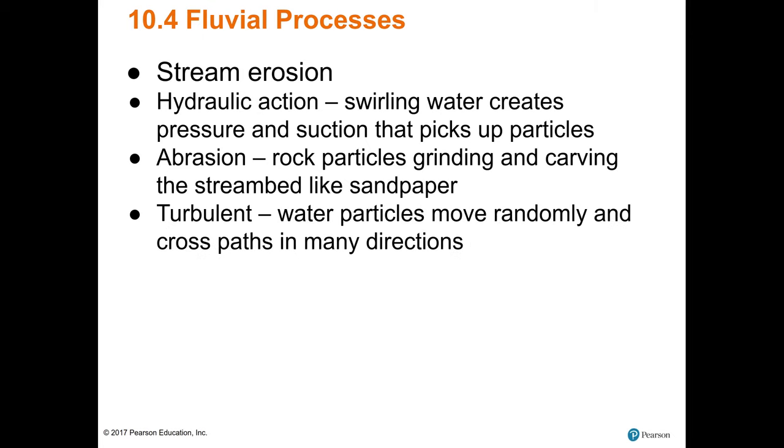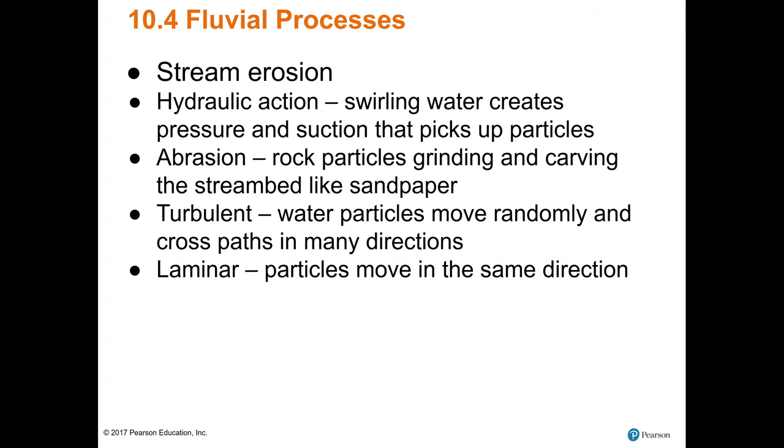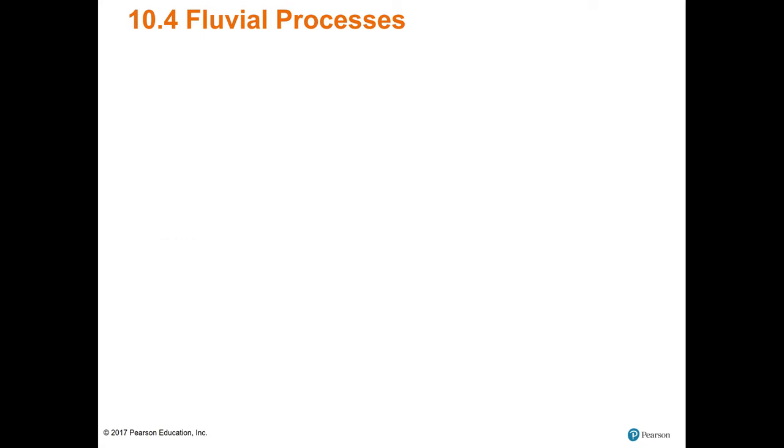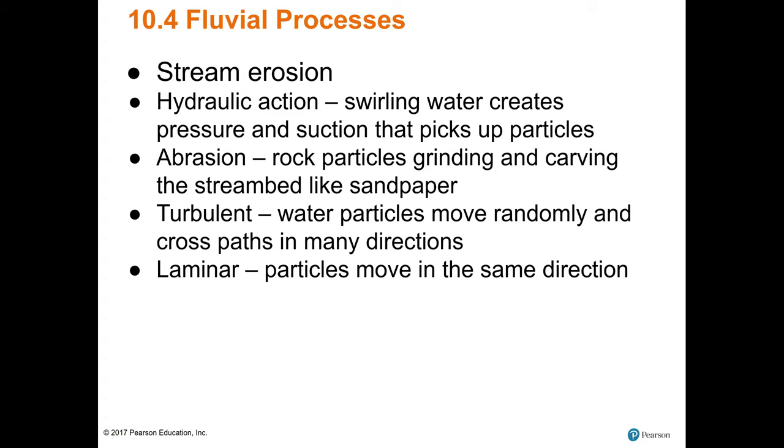Water in a stream flows turbulently, randomly, in all kinds of different directions. It's not smooth, it's not linear. Laminar would be the opposite of turbulent flow. Streams have turbulent flow, streams don't have laminar flow.